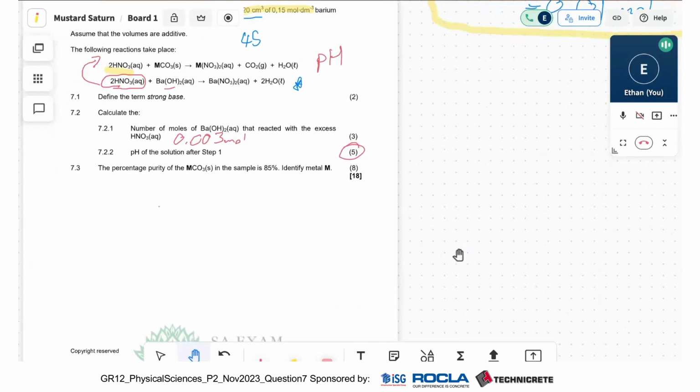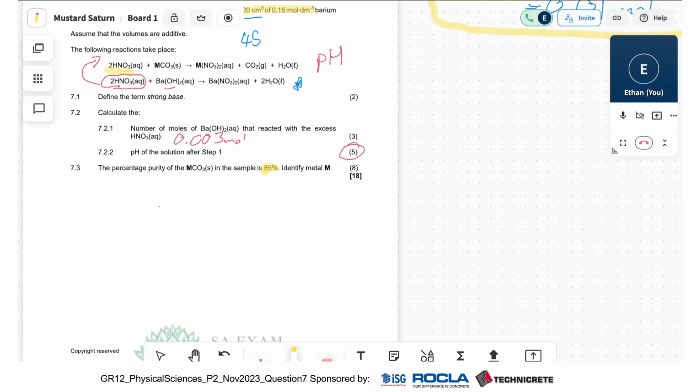Okay, now let's go on to question 7.3. The percentage purity of MCO3 solid, so our unknown metal carbonate, in the sample is 85%. Identify metal M. Okay, so let's do a bit of thinking for a second and come up with how we're going to do this. 85%. This is the new piece of information we're given. It's 85% pure.